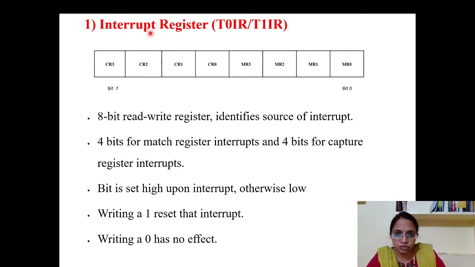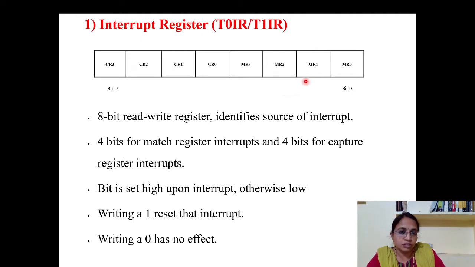So now let us see what is this interrupt register. As you can see on the screen, it is an 8-bit register. Among these 8 bits, 4 bits are reserved for the match register interrupts and 4 bits are reserved for the capture register interrupts. What is the use of this interrupt register? It is used for identifying the source of interrupt, that is, whether the match registers have generated the interrupt or whether the capture registers have generated the interrupt. That identification is done by the interrupt register.